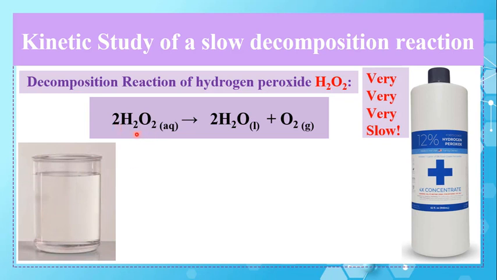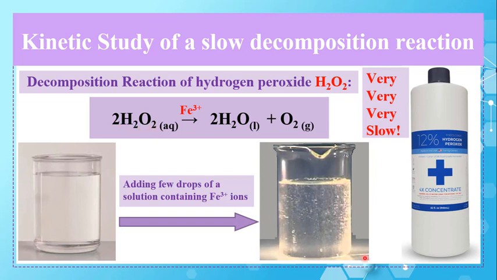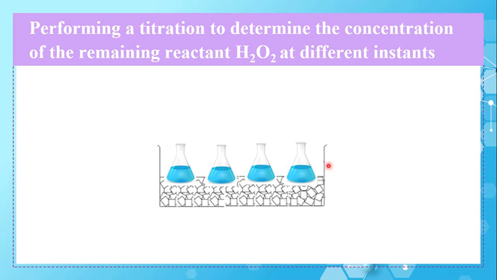This decomposition reaction can be accelerated by using a catalyst like Fe3+ ions. So if I add a few drops of a solution containing Fe3+ ions, I can observe decomposition of H2O2, and the release of O2 gas can be observed. To determine the concentration of H2O2 remaining at different instants, I'm going to perform the following experiment. Before performing this experiment, I'm going to prepare my ice water bath in which I will put 4 Erlenmeyers containing the same amount of water, between 150 and 250 milliliter.